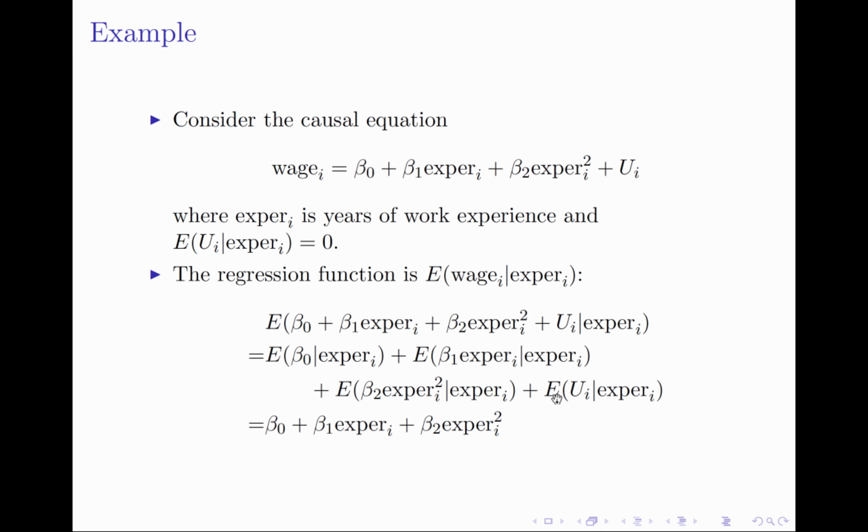And finally we have the expected value of u given experience, and that's 0, so that's disappeared. Okay? So that little operation that we've done there, that little derivation, is the derivation of the regression function associated with this equation that we've written down here. So the regression function is the conditional expectation, and it looks like that. It doesn't seem like much, but that little derivation is something that we'll use a fair bit under different circumstances.